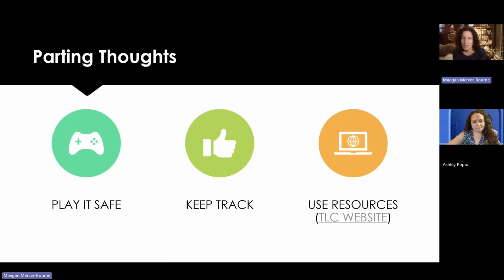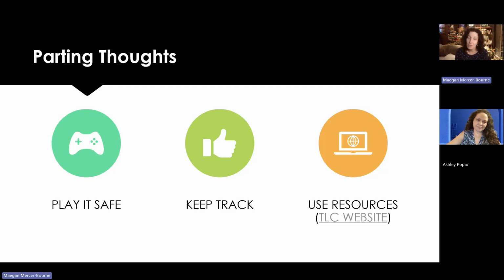All right, parting thoughts. One, play it safe. What we mean by that is cite it. When in doubt, cite it. Always cite it, using the agreed upon format of your class, which is going to vary depending upon the class that you're enrolled in. So always double check and make sure you know how to cite. And then cite, cite, cite.